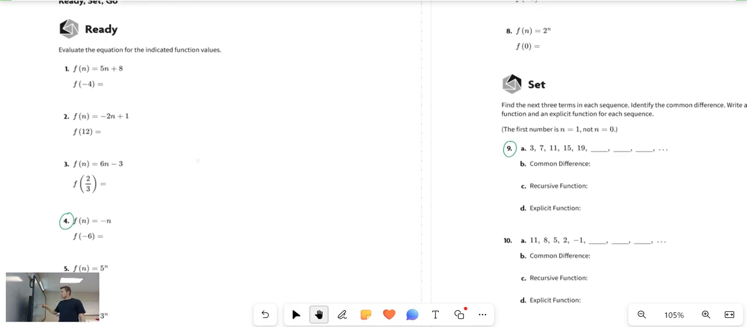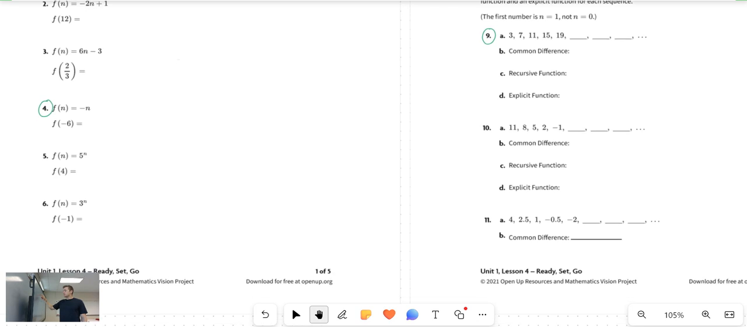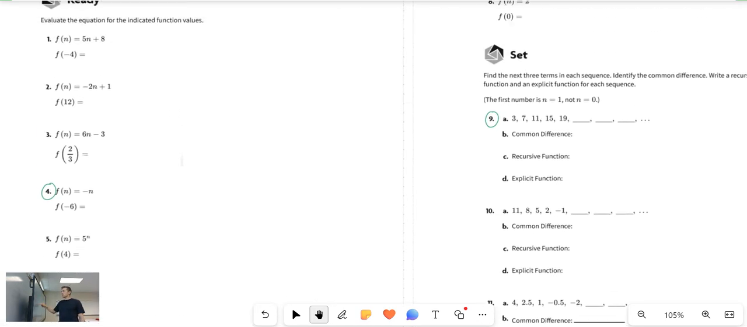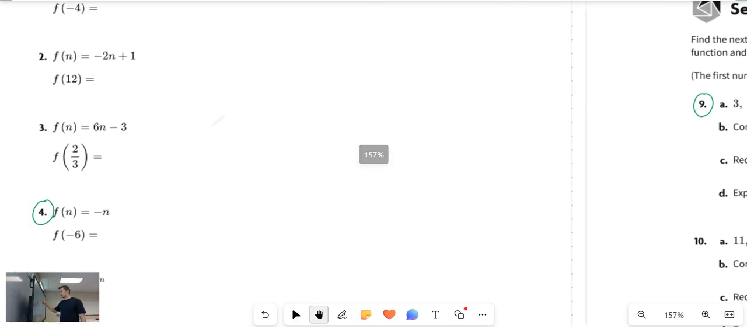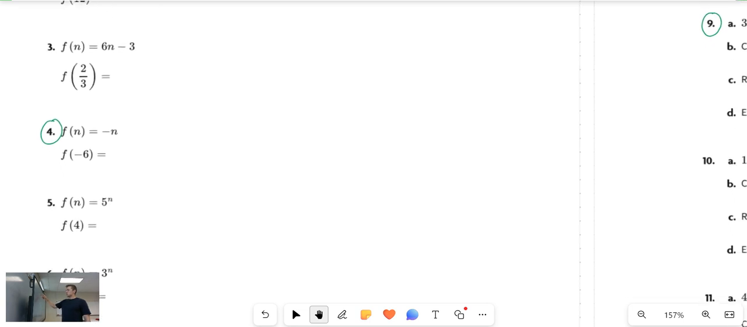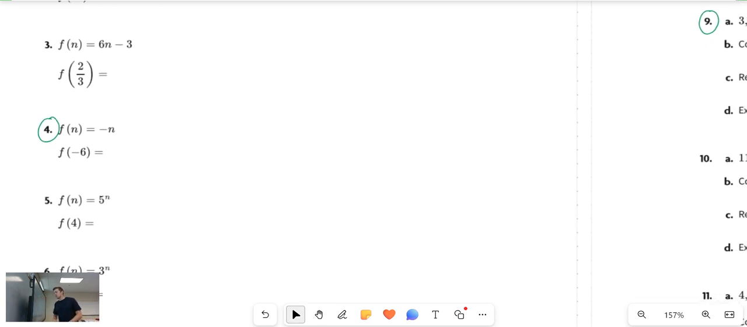All right, so the first assigned problem is number 4. We are looking to read the instructions: evaluate the equation for the indicated function values. So we're going to zoom in just a little bit. There we go. Evaluate the equation for the given value.